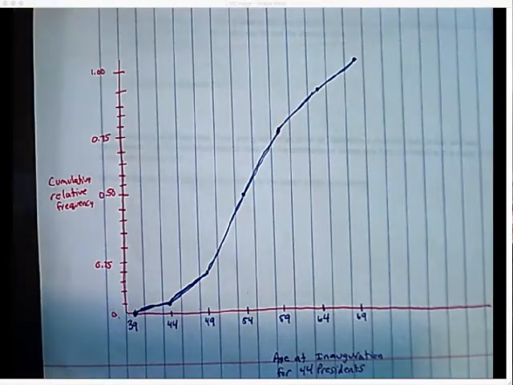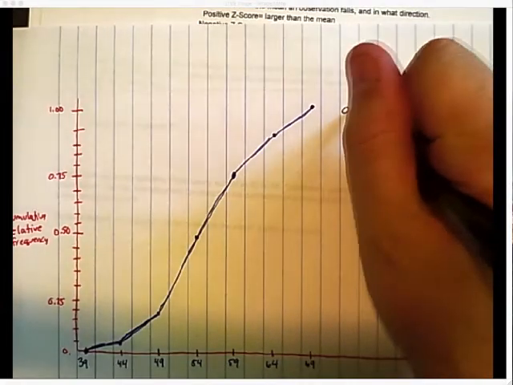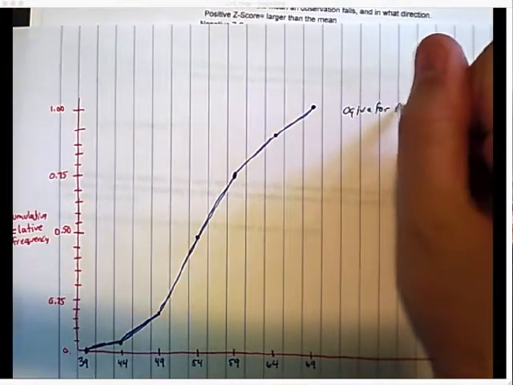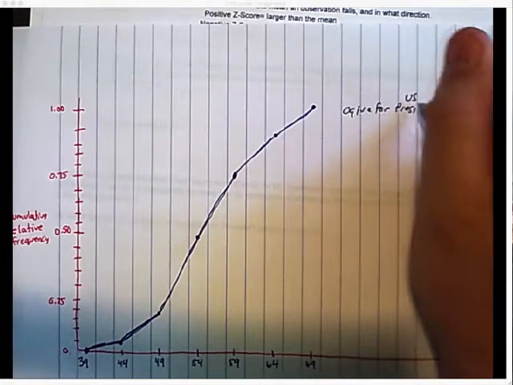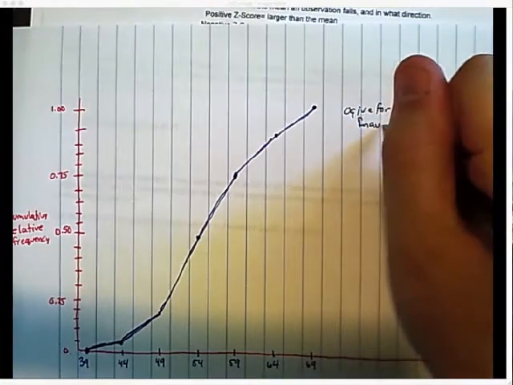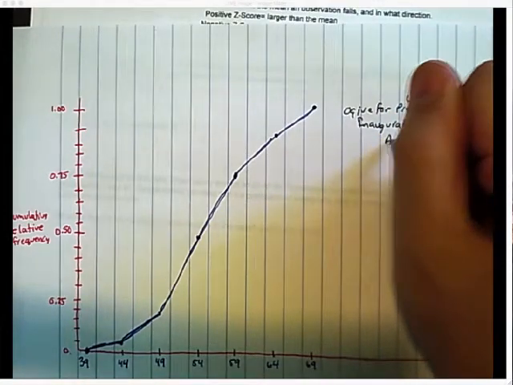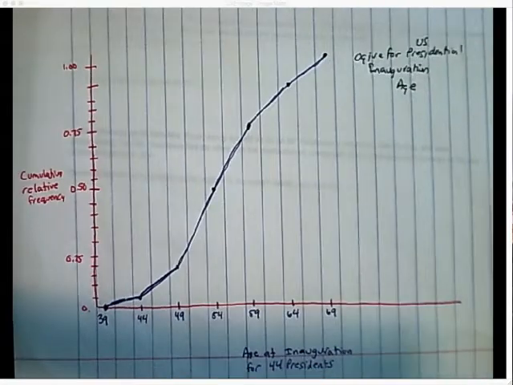So that's kind of what this ogive would look like. You can give it a title. You can say ogive for U.S. presidential inauguration age. All right, so that's how you do an ogive, or a cumulative relative frequency graph.